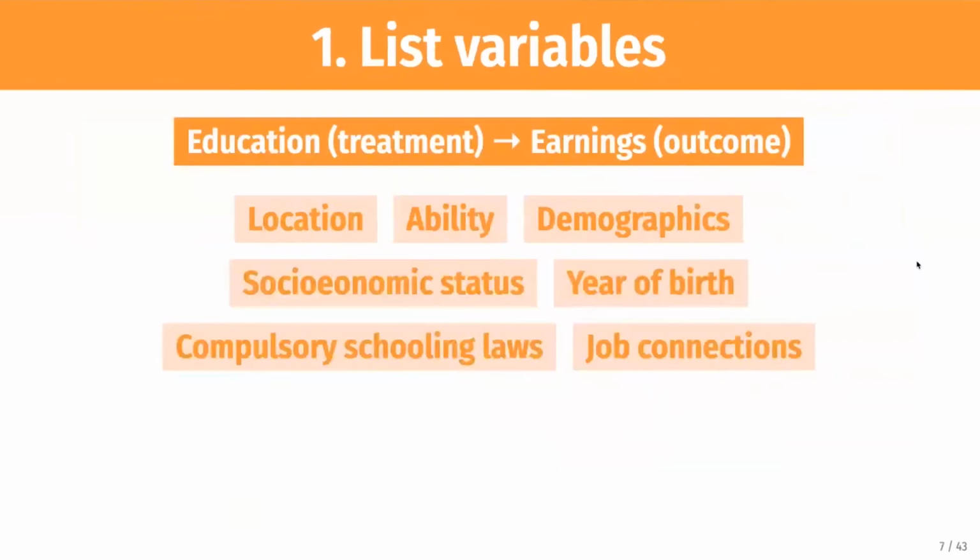So here's an example here. Education is going to be our treatment, and earnings is going to be our outcome. Here's a whole bunch of different things that influence either one or the other or both. So where you're born, how good you are at going to school and taking tests, the year of your birth, socioeconomic status, laws that require you to go to school, those cause education. Having good job connections helps you find a job and helps improve your earnings. There could be a ton of other things in here. This is just kind of what I thought of off the top of my head.